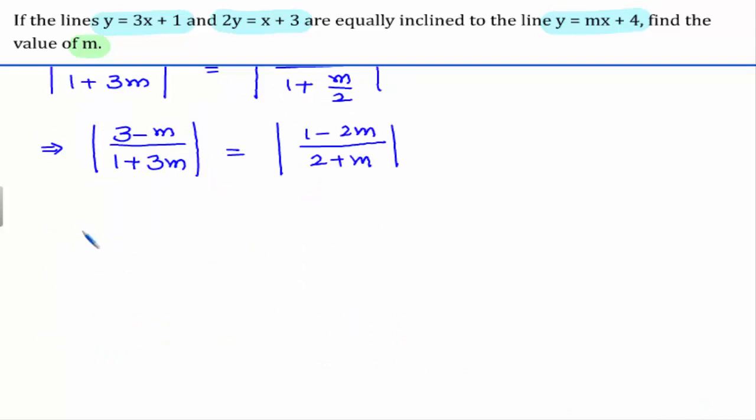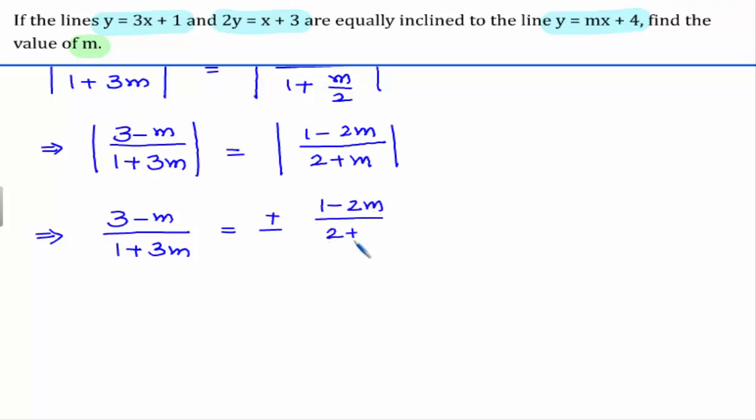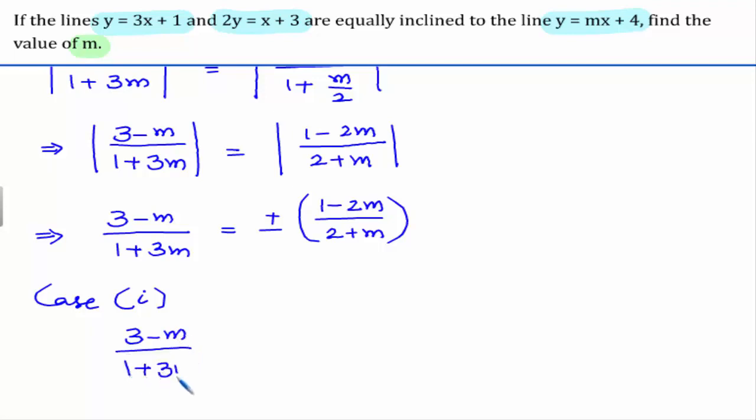Now the two moduli are equal, so that implies 3 minus m by 1 plus 3m is equal to plus or minus 1 minus 2m by 2 plus m. Let us take the first case, which is 3 minus m by 1 plus 3m is equal to 1 minus 2m by 2 plus m. I am taking the positive value.